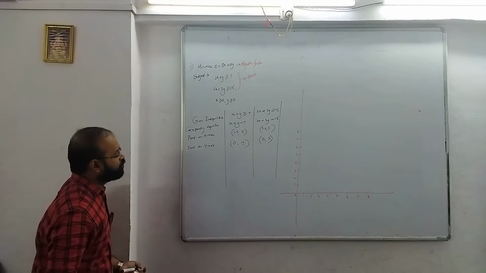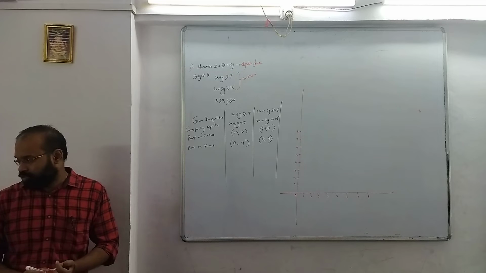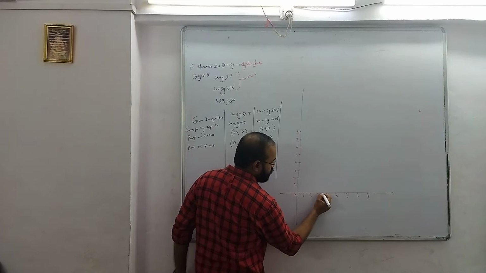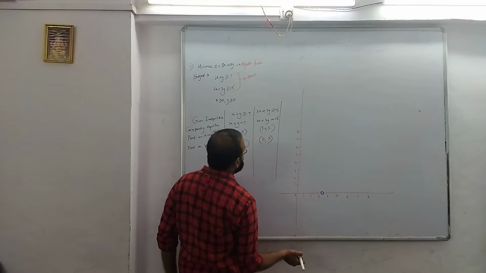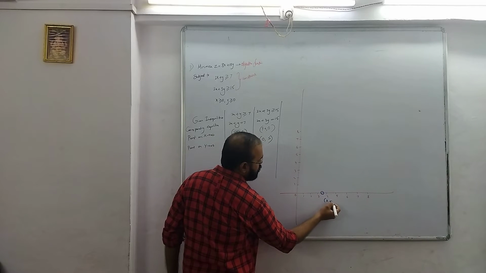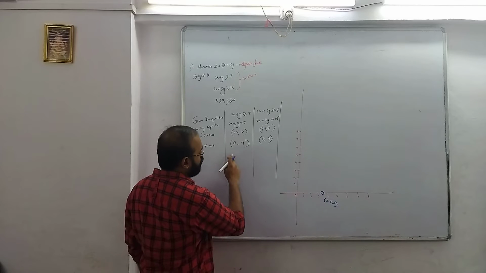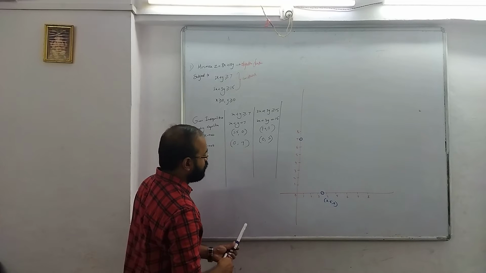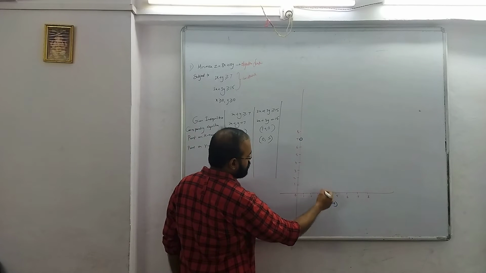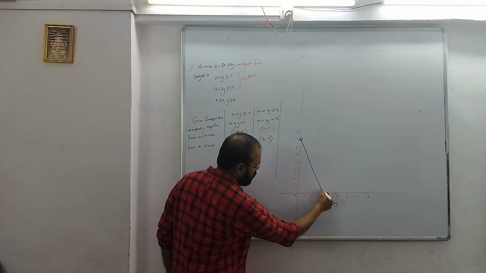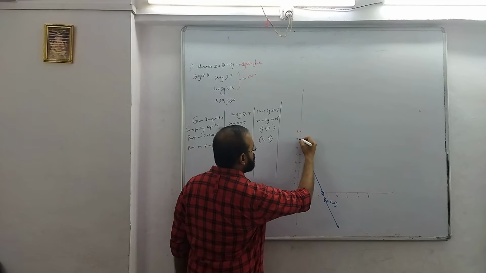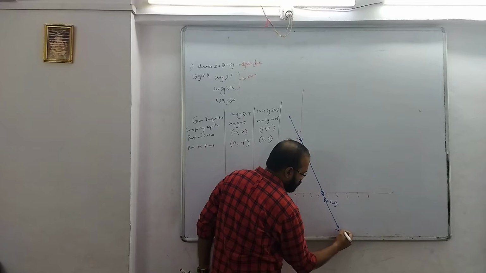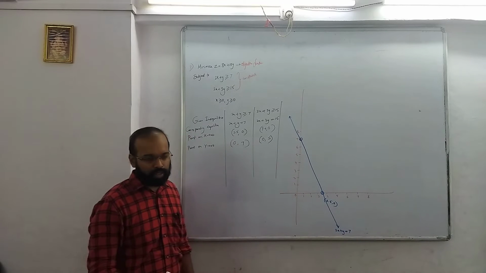Now let's plot the points. The first point we have over here is 3.5, 0. 3.5 is over here. And 0, 7 is this point. So I'll draw this now. This is the line that you get. This line is called 2x plus y is equal to 7.